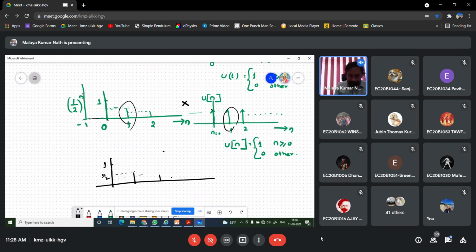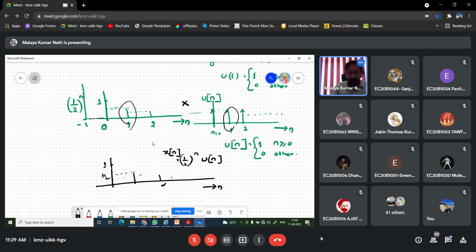So this value I can say is my x of n. So what is your x of n? That is equal to half to the power n into u of n, right? So you will see that in this case there are no values present for n less than 0. So you cannot get any values, right? So this is the thing that we are getting here.